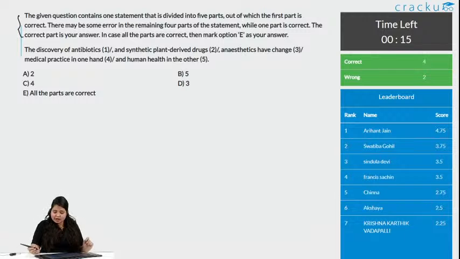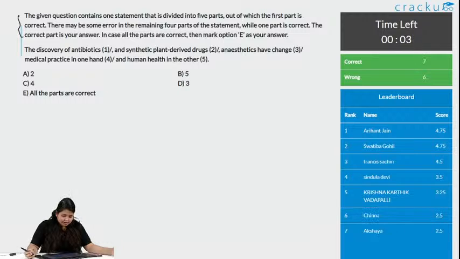Okay, 3 people got this correct. Come on, Akshaya and Chinna. Okay, the time is off and we have 8 correct answers and 10 wrong answers. Let us see.